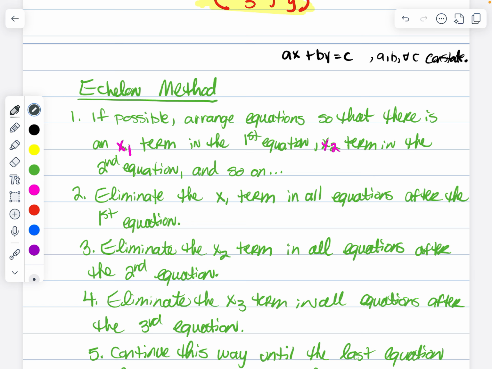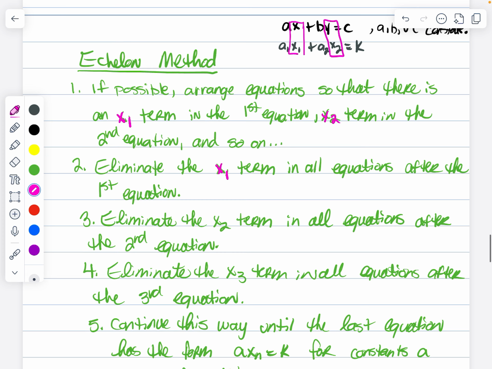But also we could rewrite this as a1x1 plus a2x2 equals k, right? It's still the same thing. So we would be looking at x and y in a traditional linear equation. Or we call it x1, x2. So if it helps for you to substitute y for x2 so that you can understand, or for x3, z, then do that, okay, so that it helps you out.